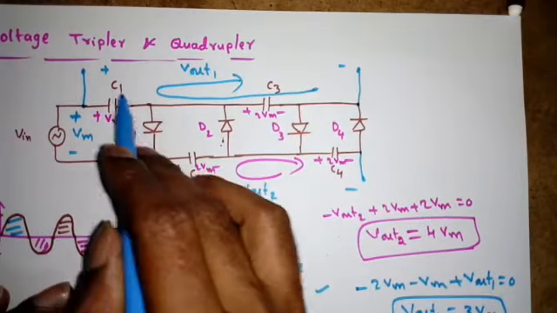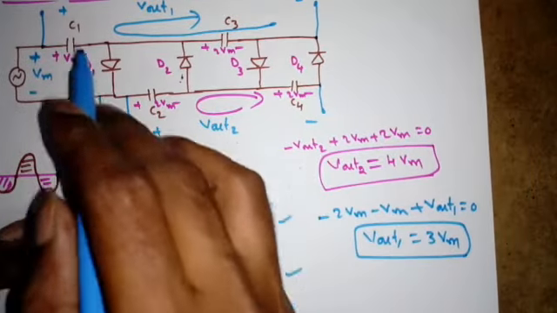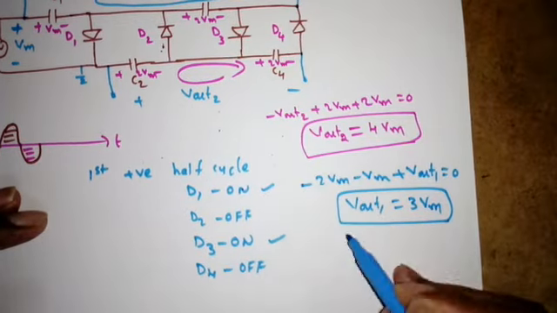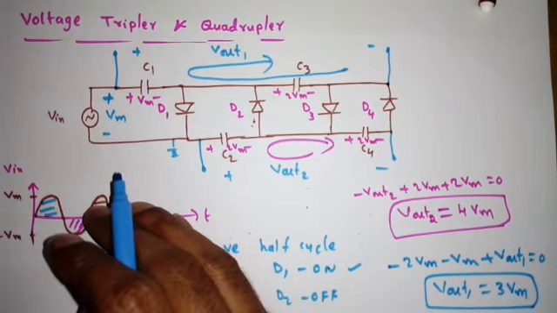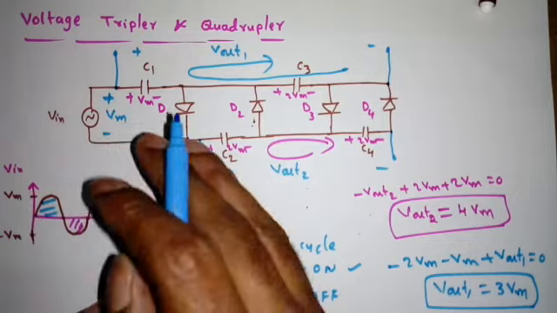So that is what is called the voltage tripler, if I take the output across C1 and C3, and it is called the voltage quadrupler if I take the output across C2 and C4. So this is the operation of the voltage tripler and quadrupler, right? So I hope it is clear, the voltage doubler, tripler and quadrupler.